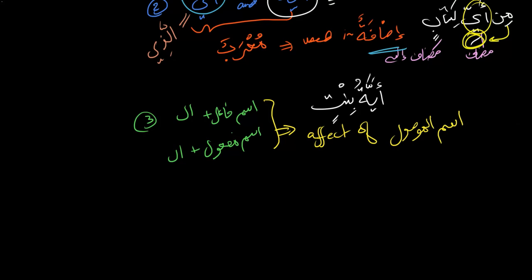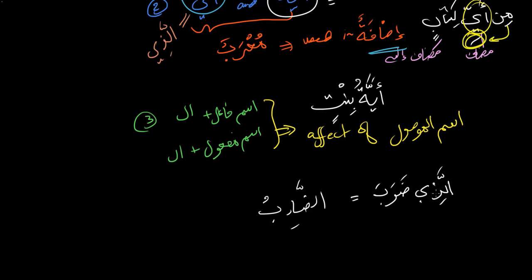For example, ad-darib, which means the one that hit. Darib is the person who hits, alladhi daraba. You see that? Alladhi daraba, the one who hit. See how it's acting like alladhi, with the effect of ism mawsula? Ad-darib, the one that hit.